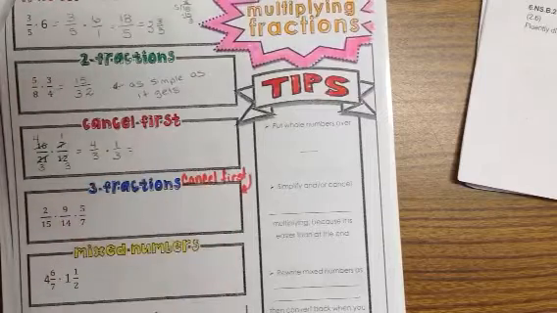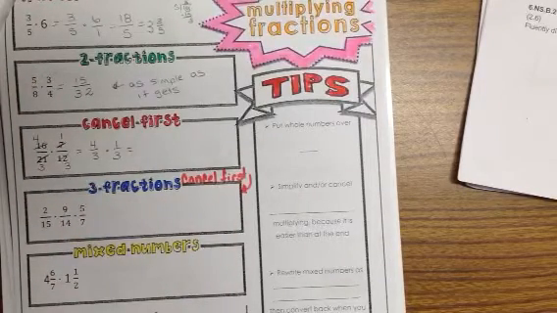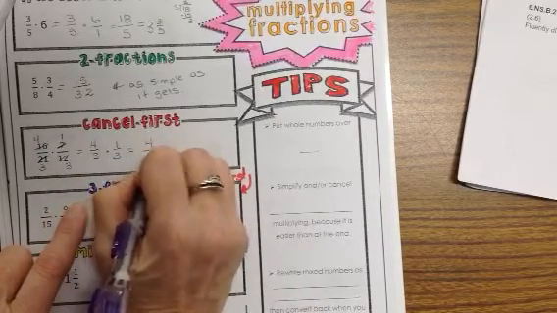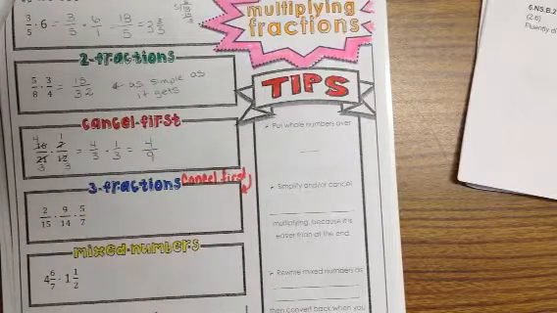And I find it much easier that once I cross cancel to rewrite my equation because then I can see what I'm doing. It just helps me make sense of it. So 4 times 1 is 4. 3 times 3 is 9. And 4/9 is our final answer.